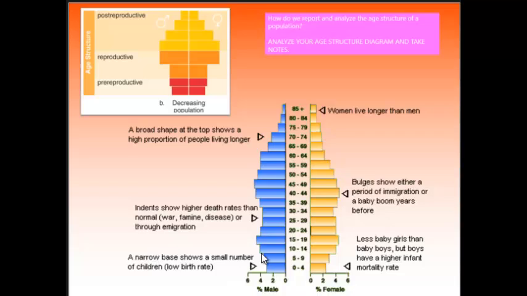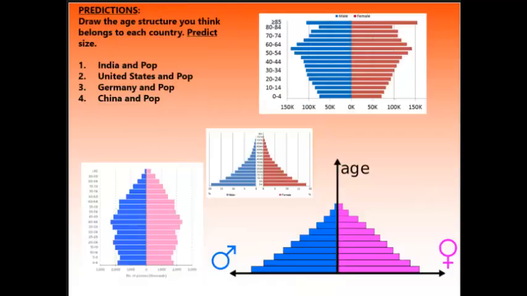Other things, if we have a very narrow base, that means the base is smaller than the bars above it. Then we have a smaller number of children, which means we have a lower birth rate. If we see indents, indents can mean that there was war either during this period or during a period down here. It could have meant famine, which is starvation, or disease broke out.